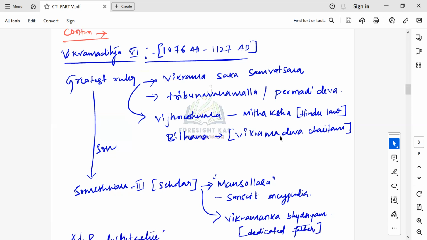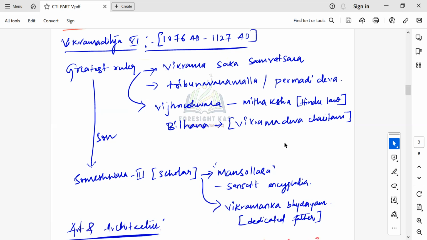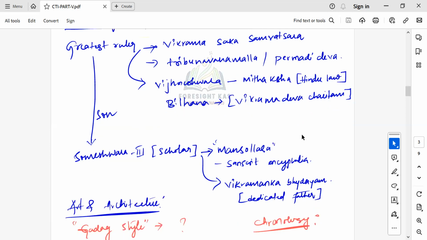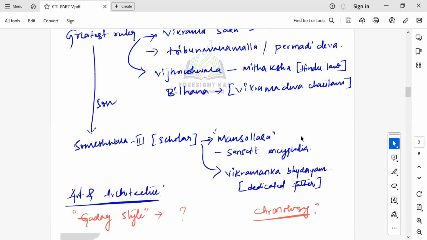One more thing, he was a very great scholar as well. Vigneshwara was a court poet during the time of Vikramaditya VI, and he wrote Mitakshara, which talks about Hindu laws. Very important books. And there is one more scholar called Bilhana, who wrote Vikramankadeva Charitam. It talks about all the achievements of Vikramaditya. I have not written all the chronology of kings; nowadays they are not being asked in the exam.